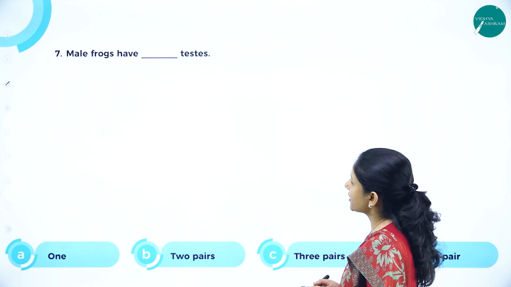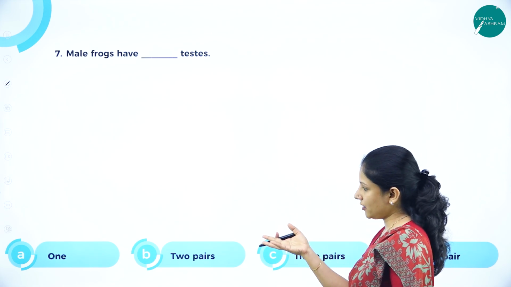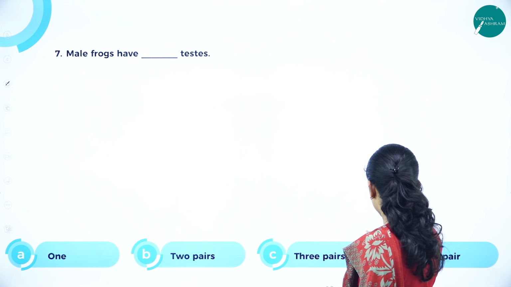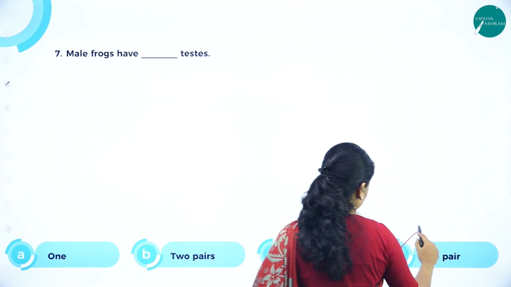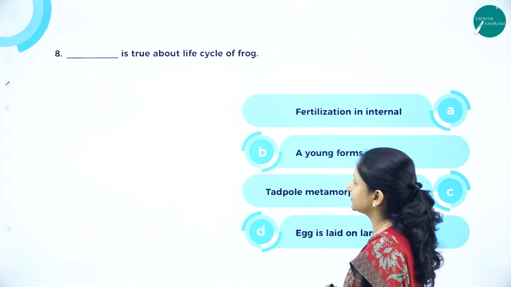Male frogs have dash testes. They have asked how many testes are there. Is it 1? Is it 2 pairs, 3 pairs, 1 pair? Here the answer is 1 pair because they have 2 testes. Option D is the right answer here.